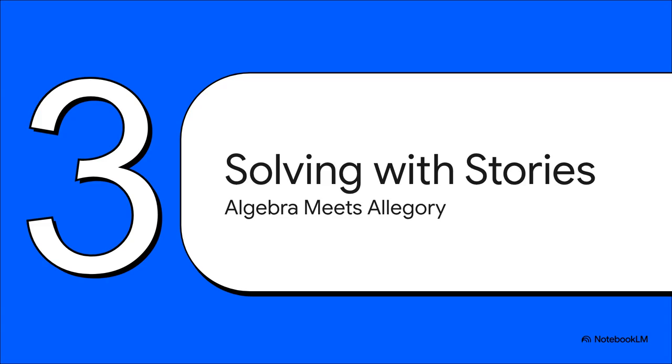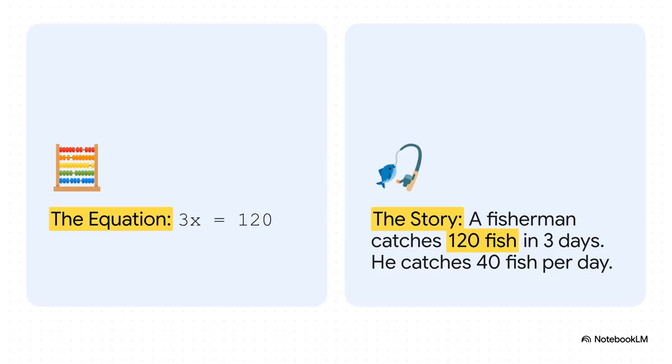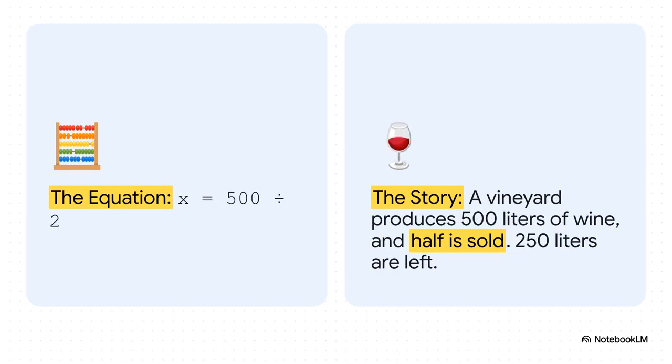So, okay, how does this all work in practice? This is where we get to the real core of the lesson, right? This is where abstract numbers get translated into these tangible, story-driven examples. It's literally where algebra meets allegory. Okay, here's the method in action. On one side, you've got the pure abstract equation, 3x equals 120. But then look at the story. It completely transforms x into the daily catch of a fisherman. And all of a sudden, the math isn't just numbers on a page. It represents something real: sustenance, effort, daily work. And this pattern just continues.